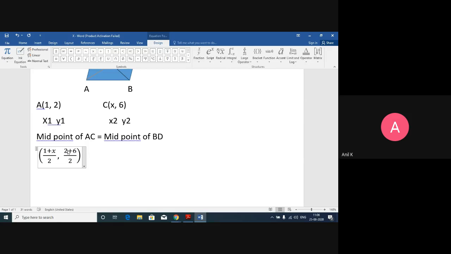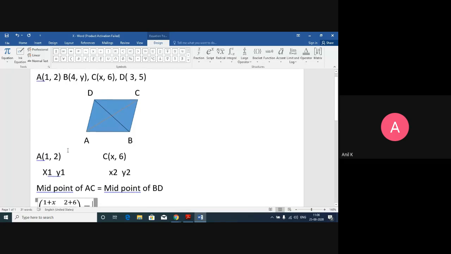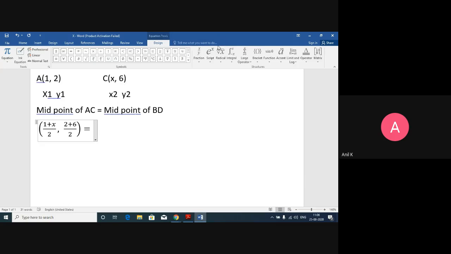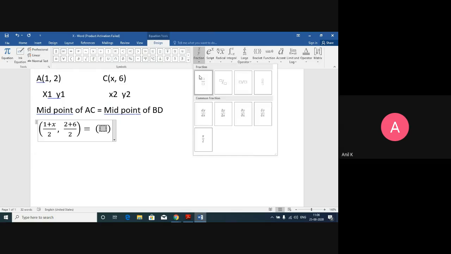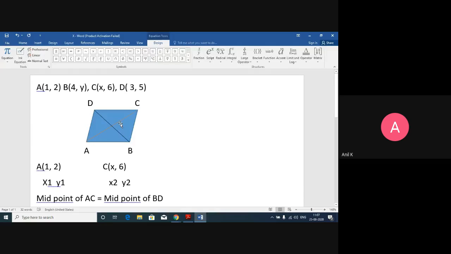This is the midpoint of AC, which is equal to, if I write the midpoint of BD, point B will become (x1, y1) and point D will become (x2, y2). So here x1 plus x2 means 4 plus 3. Let me insert the equation, 4 plus 3 upon 2, let me see what I'll get.